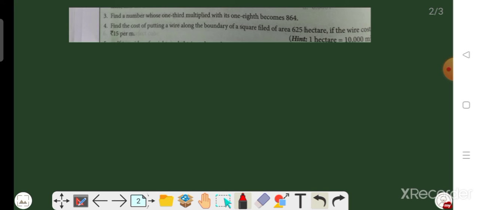Find the number whose 1/3 multiplied with its 1/8 becomes 864. In the previous video of exercise 3.3, beta, question number 7 is the same as this third question. So try to do this third question after watching the video of the 7th question of the previous exercise. Now we will do question number 4.